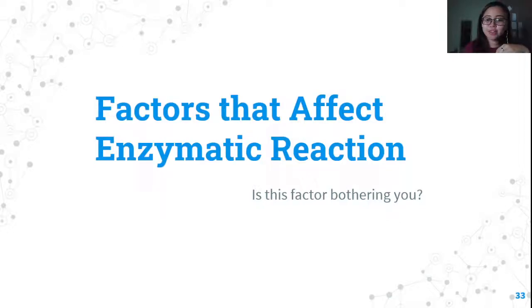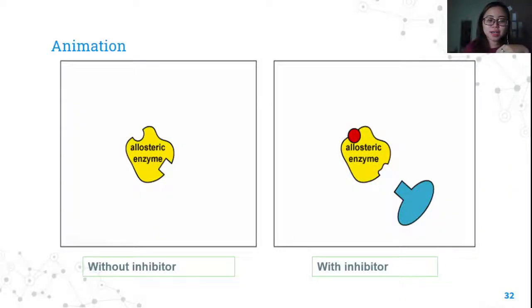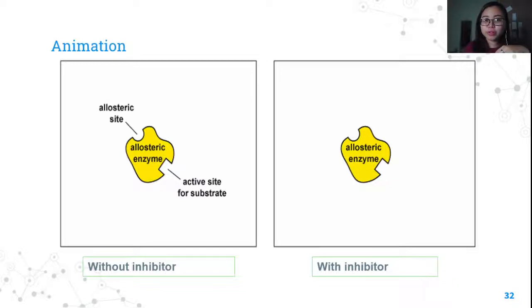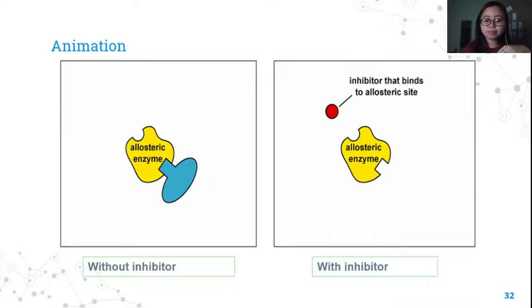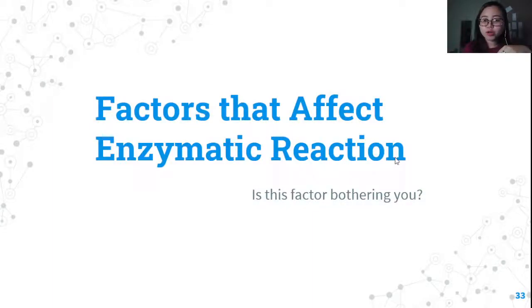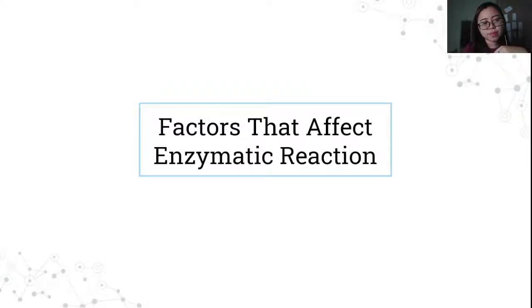Okay, so that is very quickly what is called the induced fit model and also the concept of active sites, allosteric sites, and also inhibitors. So that concludes one segment, and we're going to go into the final segment for this subtopic, which is talking about the factors that affect enzymatic reaction. Now, what factors will be bothering the reactions? So we have 4 factors that could affect the rates of reactions.